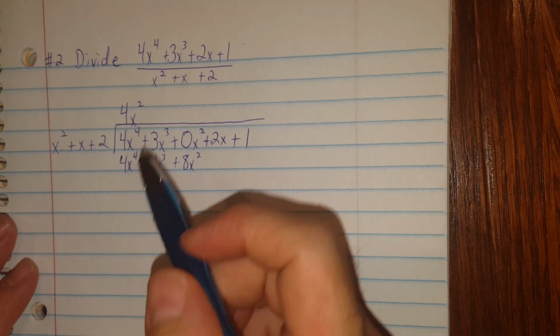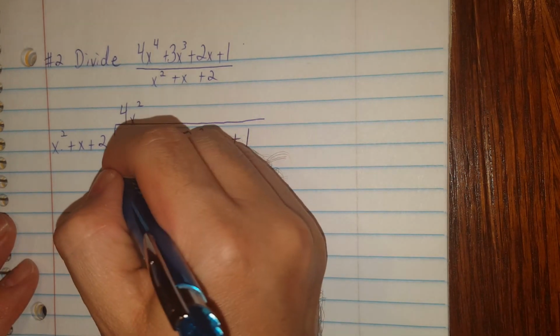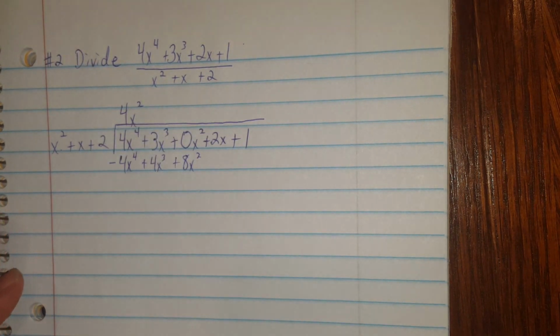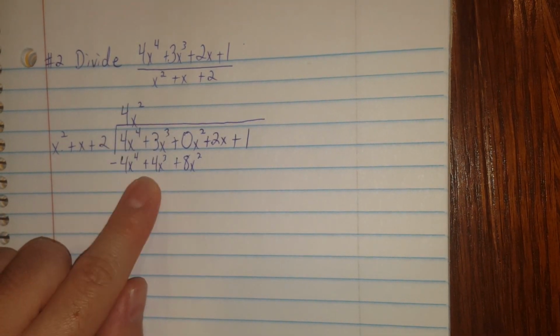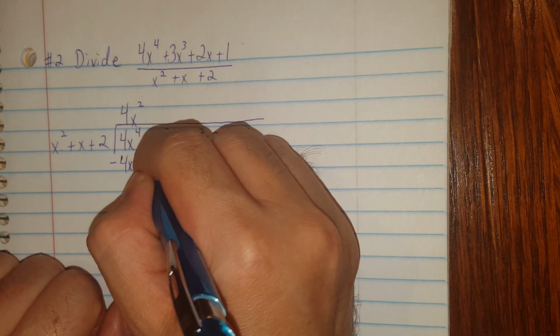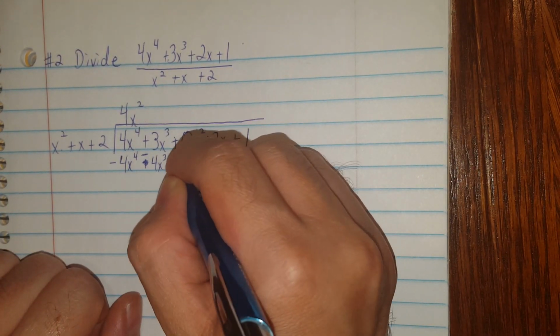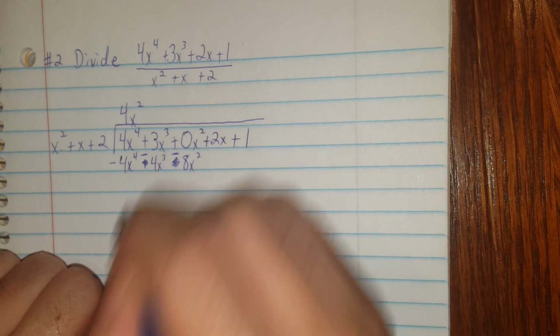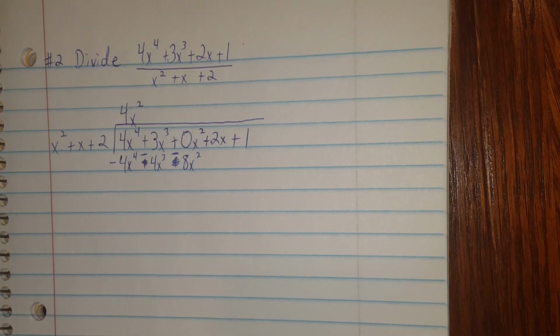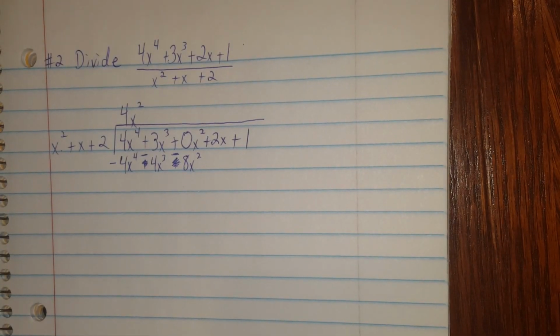Now, I can't just add these up here. I have to change all their signs. This one becomes negative because it's positive. This one, it's positive, so I'm going to change it to negative. This one, it's positive, so I'll change that one to negative. If for some reason they were already negative, you would be changing them to positive.